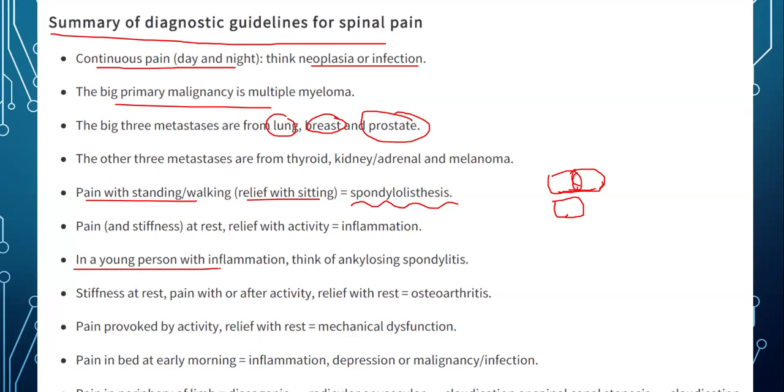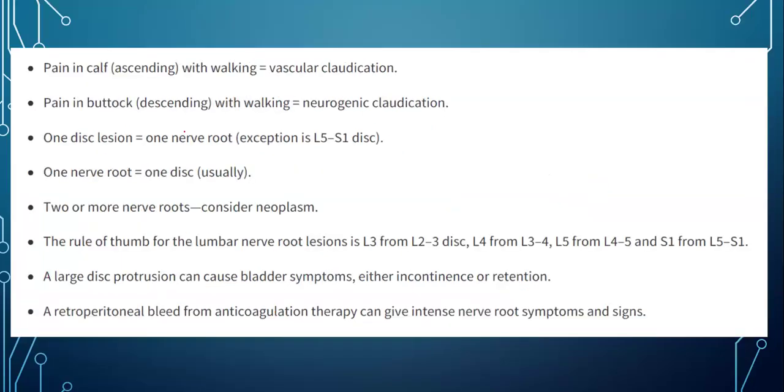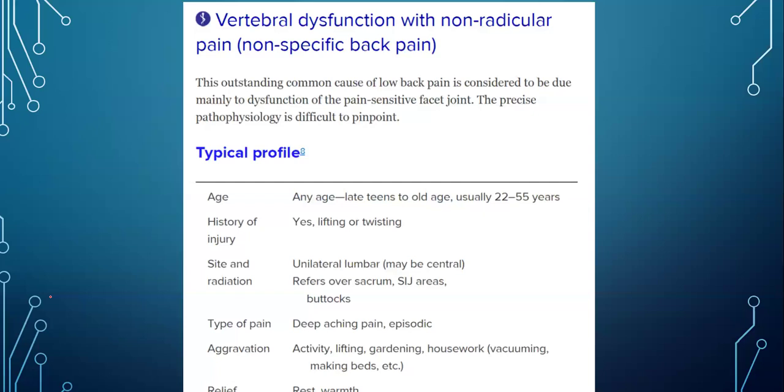If it's a young person with characteristic inflammatory back pain, think of the possibility of ankylosing spondylitis. And osteoarthritis is basically a mechanical pain. So the patient's pain will get better with rest and worse with activity. And you can go through these things in your own time.